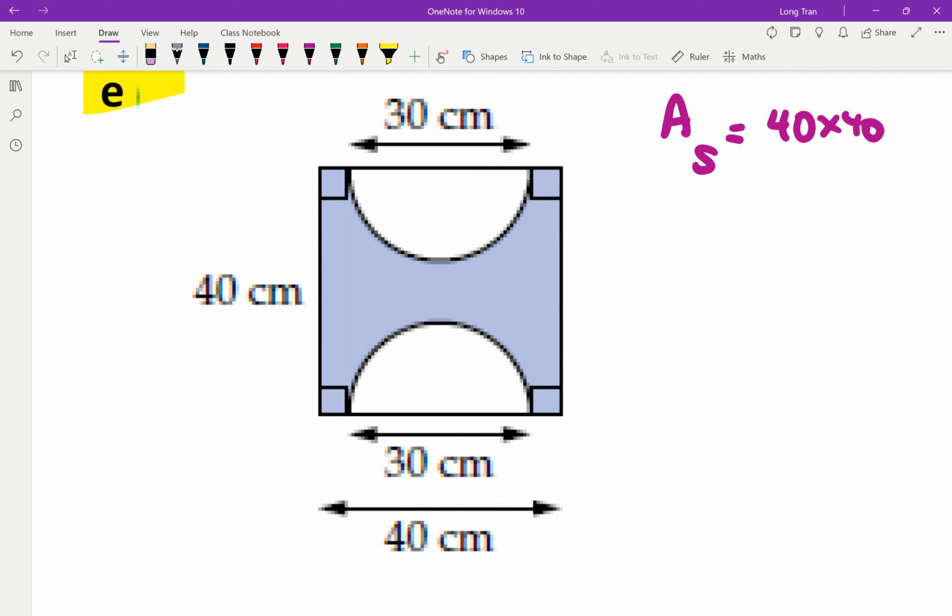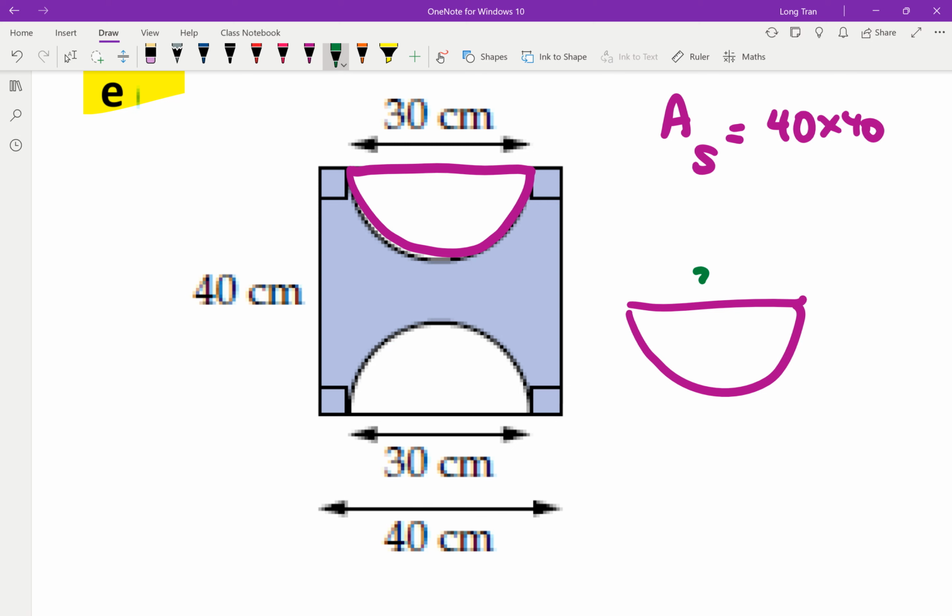Now, in the full area, you want to remove this semicircle. And notice it's 30 centimeters wide. So if I draw the semicircle, this is 30 centimeters wide. How do you find the area of a semicircle if you know that this point to this point is 30? Do you have the radius? Is 30 the radius? Think about it. No. If you said yes, then it's wrong.